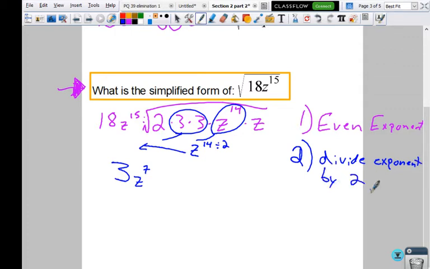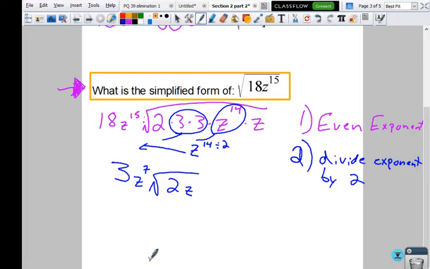Divide your exponent by 2 when you kick it out. So I'm going to have a 3z to the 7th. And then let's see, left over I still have a 2 and then a z, right? That's it.